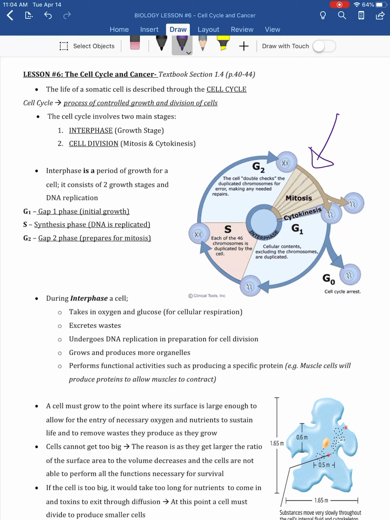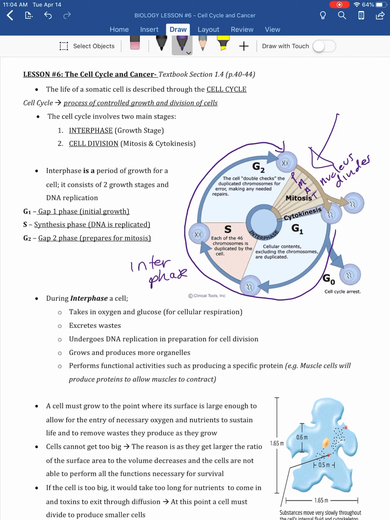All right, so once again, all of this is interphase. Okay, and then we've got mitosis, so this is my PMAT, where the nucleus divides. And the last little bit, cytokinesis, where we have the actual physical cell dividing. Okay, so we end up with our two daughter cells that are identical to the parent cell.